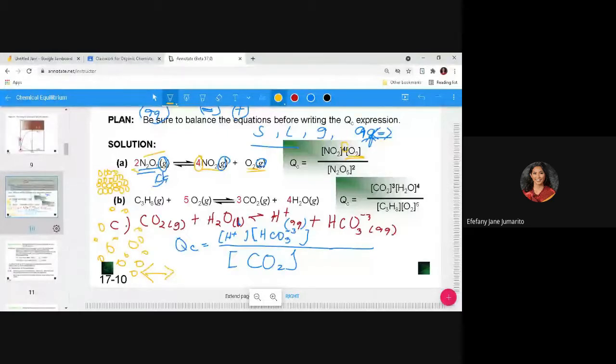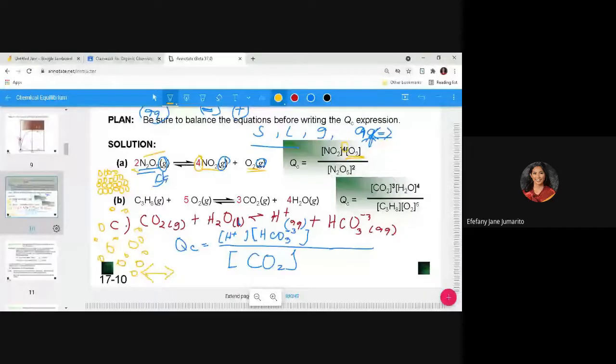For example, our candle from earlier: when we light the candle, we cannot get the candle back. It melts, so it's not easy for it to return to its original state. So that's it. We don't include our liquids and our solids in our equilibrium coefficient.